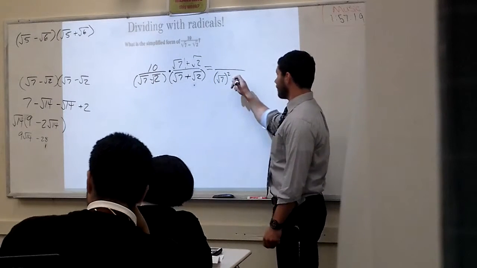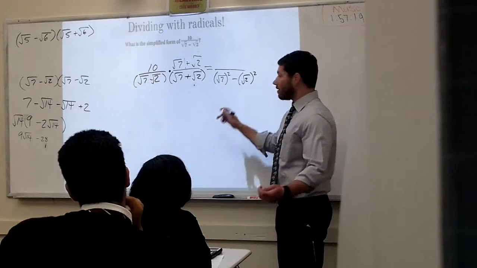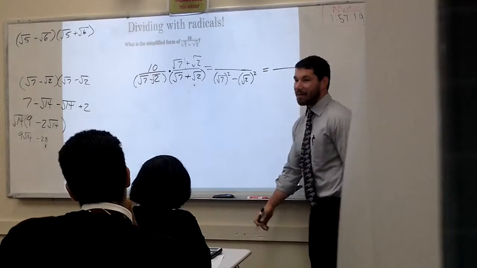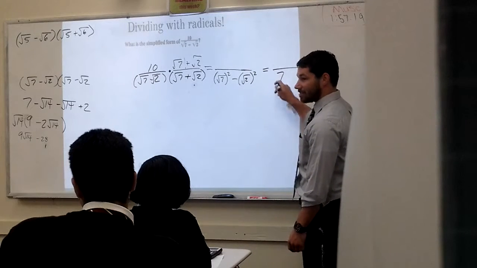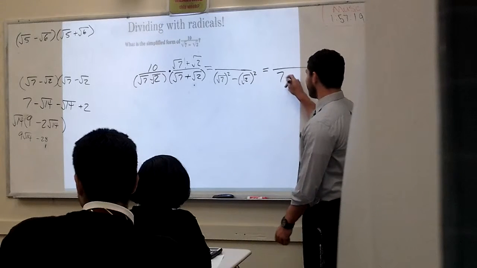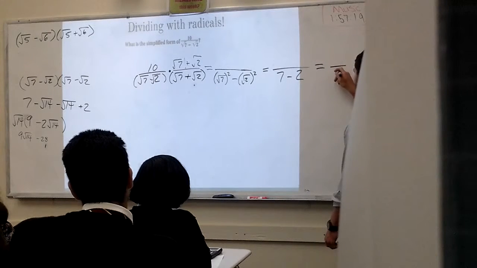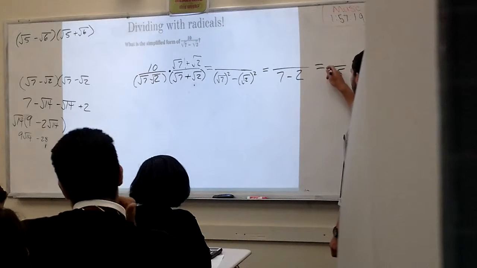minus the square root of 2 squared. Right? That's it. Square root of 7 squared is 7. Square root of 2 squared is 2. What's 7 minus 2? 5. The answer is 5.